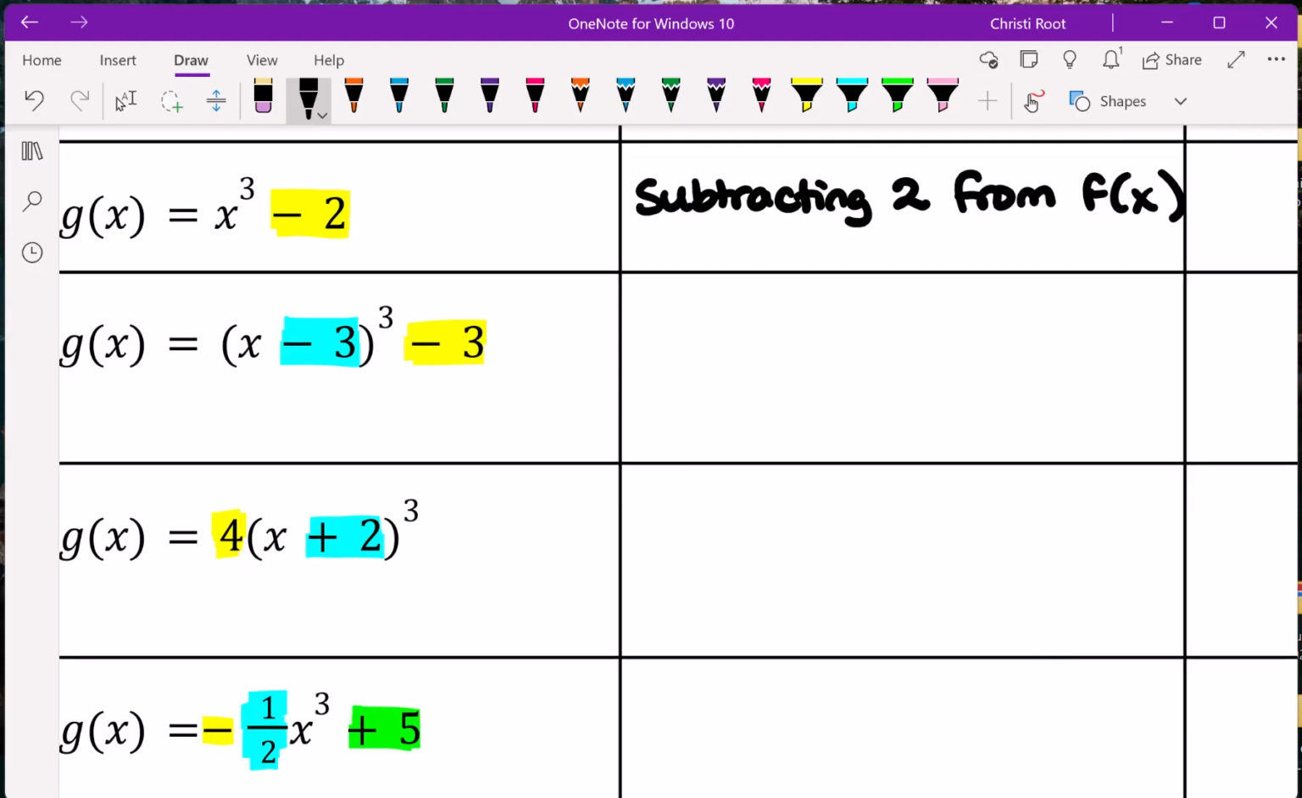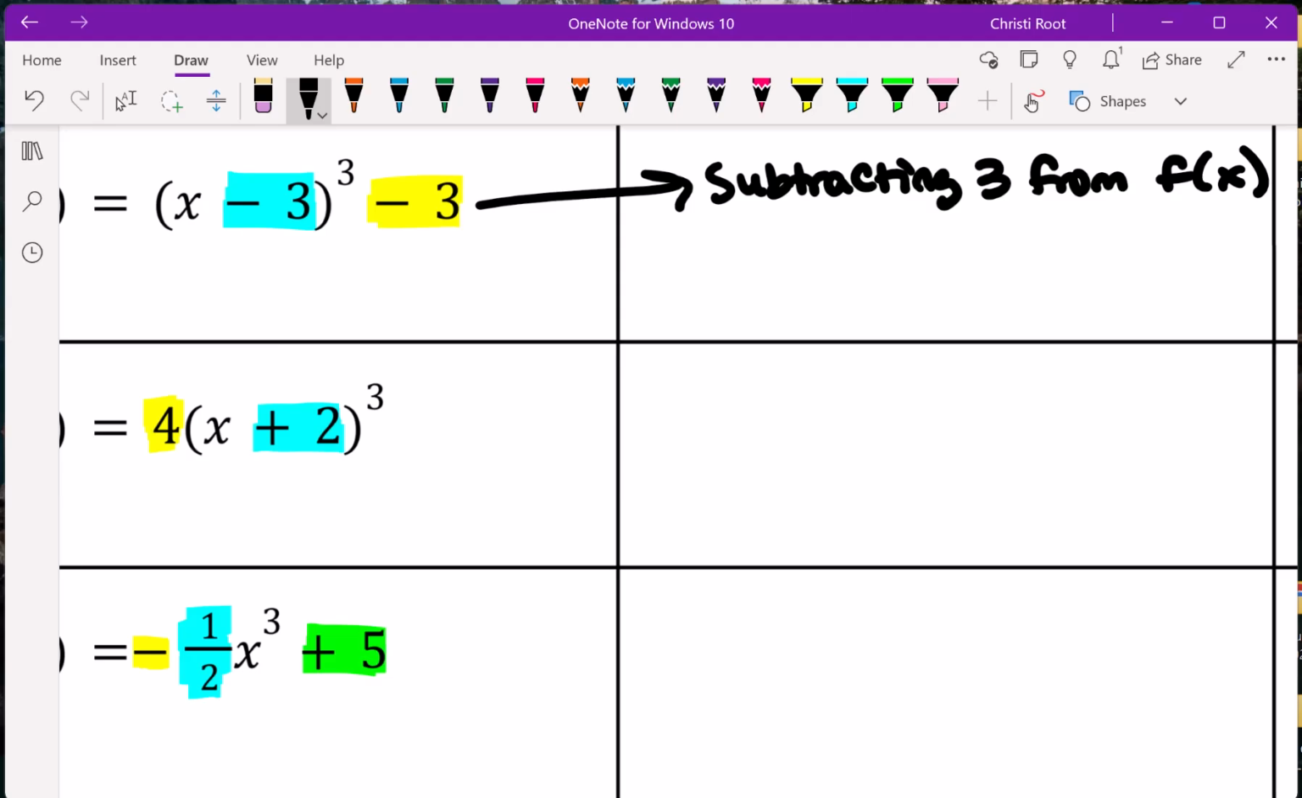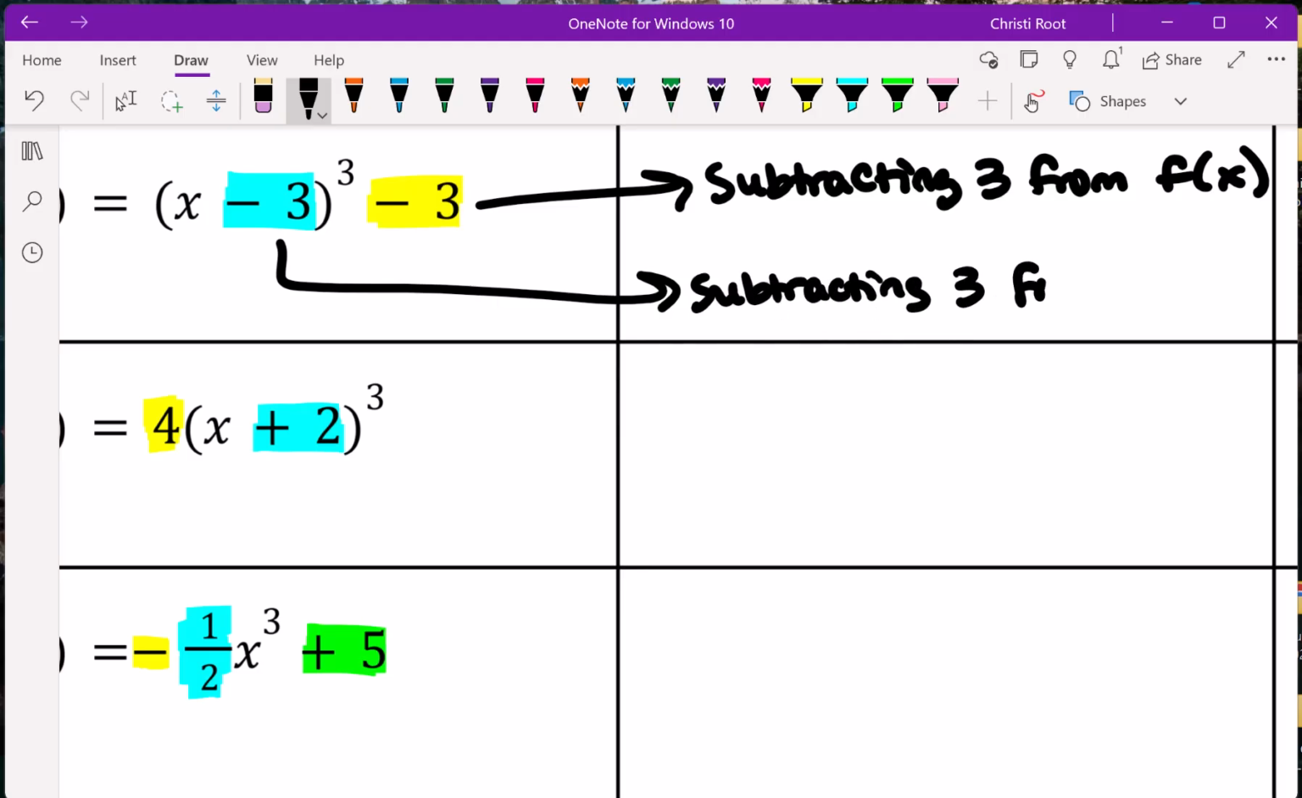Okay, second one. Now, I have 2 -3s in here. Each -3 does something different. So the yellow -3, I am subtracting. I'm subtracting 3 from the function, right? Because it's at the end. But the blue one, though, I'm subtracting 3 from x. Do you see the difference? You need to see the difference because that changes your graph in different ways.